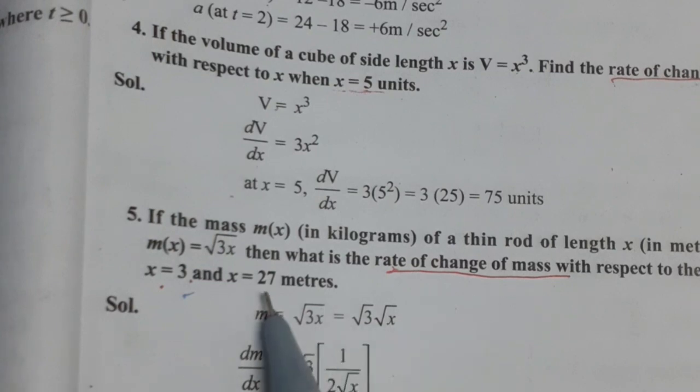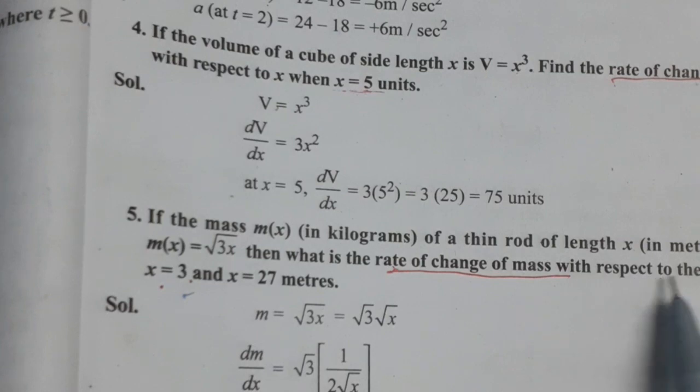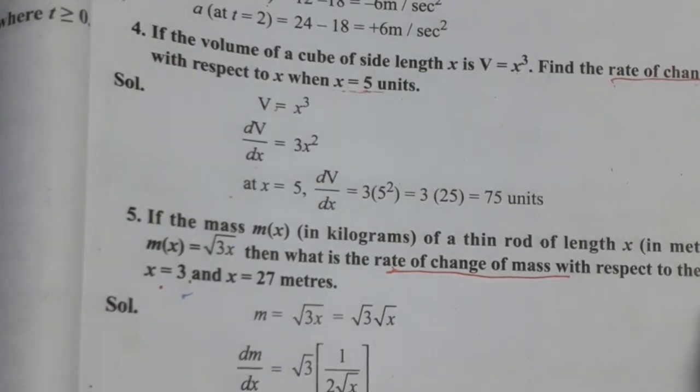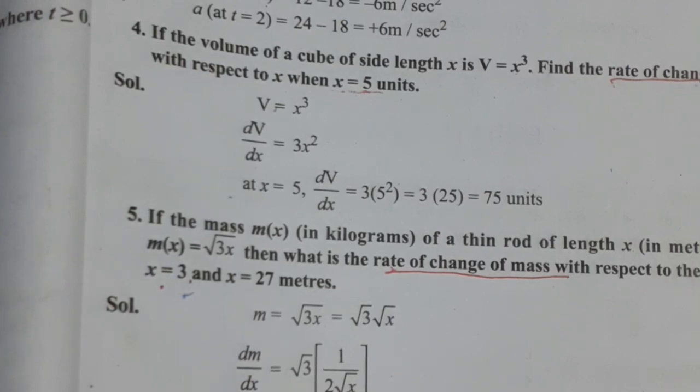The rate of change of mass at x is equal to 3 with respect to length, when x is equal to 3 meter. So for the rate of change of mass at x is equal to 3 meter, instead of x you substitute 3. Instead of x you substitute 3 means root 3. Root 3 cancelled. 1 by 2 kilogram per meter. Per meter the mass changes by 1 by 2 kilogram.